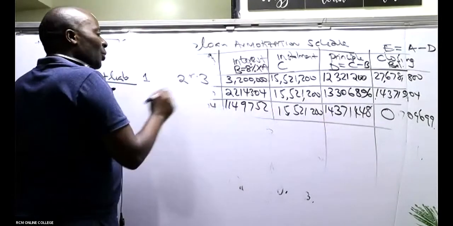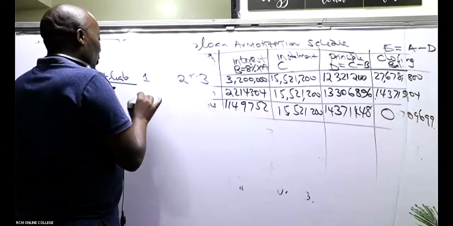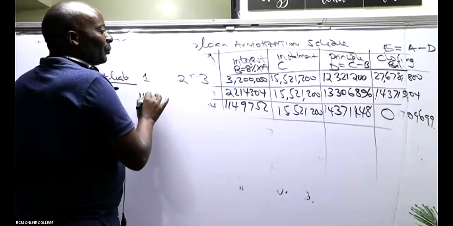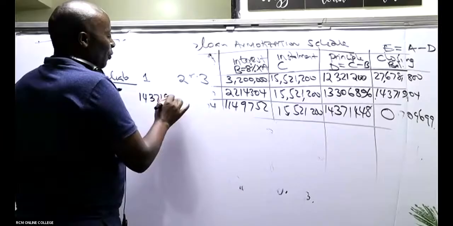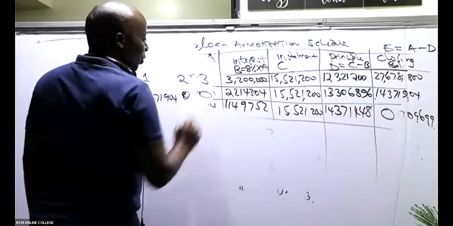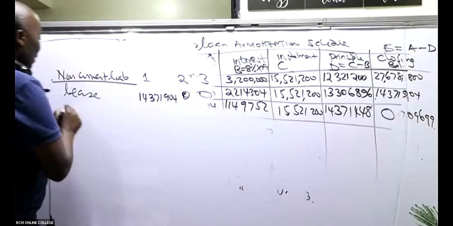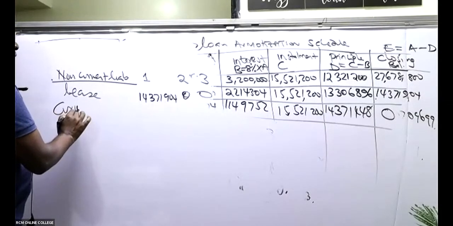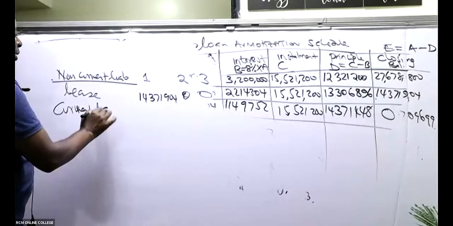So when it's non-current, you can't begin from year 1. So then we have year 14,371,904, and then of course we have this one here, which is 0. The other one is not there. And then now you come and ask yourselves, what about the current liabilities?